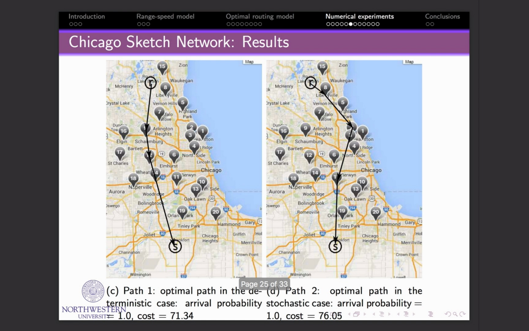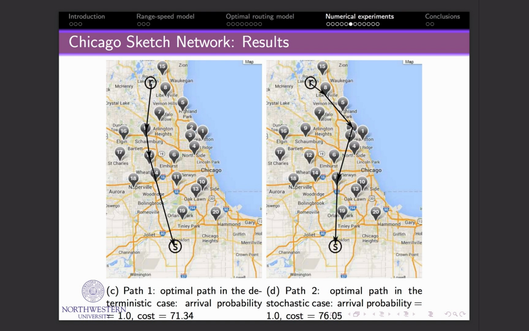So this case study is constructed with the application by drivers of currently available electric vehicles in mind. Since chargers are often available at dealers that sell electric vehicles, and given the popularity of the Nissan Leaf, we chose the Nissan dealers in the Chicago area as potential refueling locations. So here we can see in the figure on the right, node R is the origin and node S is the destination, and nodes 1 to 20 are the refueling stations in our example. Actually, they are also Nissan dealers in the Chicago area.